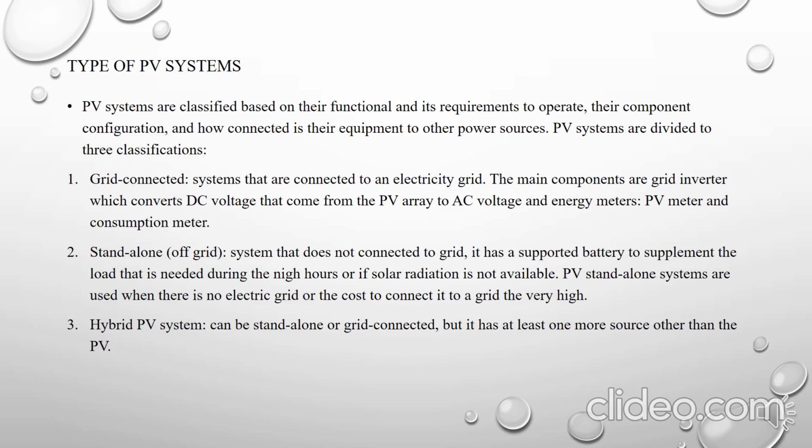Secondly, standalone, or you can call it an off-grid system, which does not use the grid. It has a supporting battery to supplement the load needed during the night hours, or if solar radiation is not available. PV standalone systems are used when there is no electric grid or the cost of connecting to the grid is very high. A hybrid PV system can be standalone or grid connected, but it has at least one more source other than the PV.